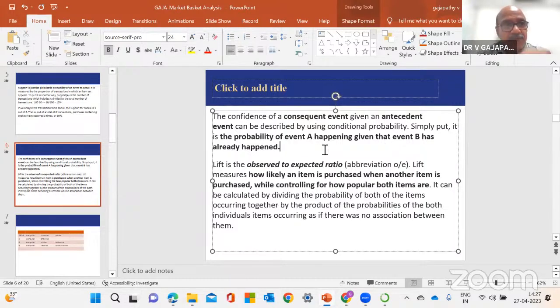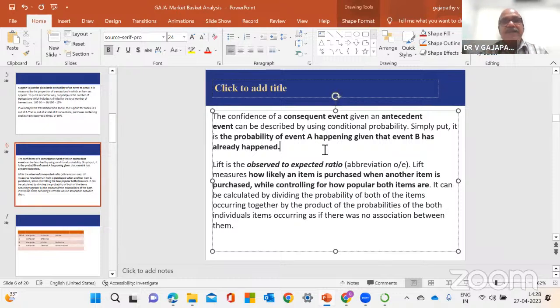Therefore, computer and antivirus, if you are high, then my probability, what we have done, how many are buying the computer? Say for example, there are 100 customers, and out of 100 customers, 40 customers have purchased a computer. This is what we have done so far. That is why the library is called Apriori. Now what I'm asking is, I bought a computer. If I bought a computer, what is the probability of buying antivirus?